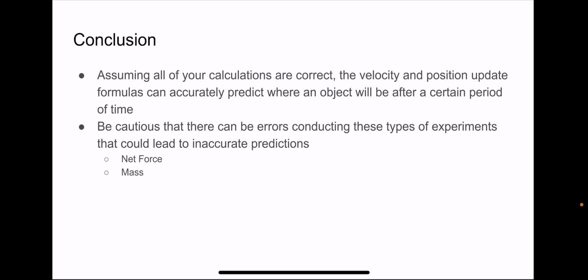Now, after we've run this experiment, we can come to the conclusion. Assuming that all of the calculations are correct, the velocity and position update formulas can accurately predict where an object will be after a certain period of time. But be cautious that there can be errors conducting these types of experiments that can lead to inaccurate predictions, such as the change in net force or the mass of the object or other factors like friction, which can change the velocity and possibly skew the model from the actual experiment and give you inaccurate numbers. So that was my lab report, and I hope you enjoyed the video.